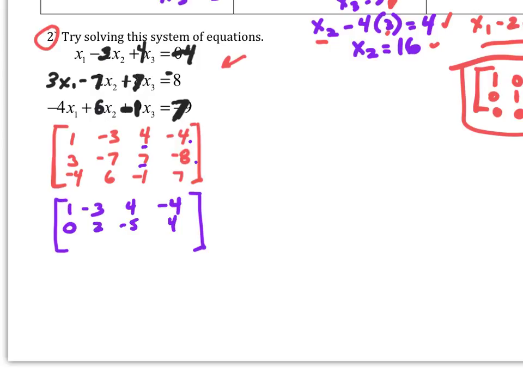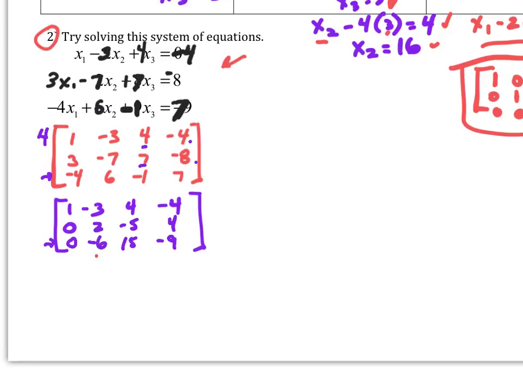Okay, try to do this third row by multiplying this top row by 4 and adding it to this row and then leave the remainder right here. And this is what I ended up with in the third row. Hopefully you did too. Now we're going to go ahead and target this one right here and try to eliminate this one.